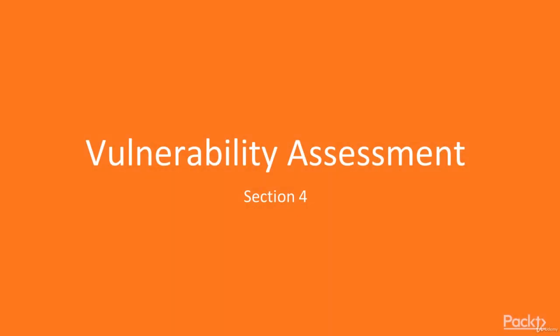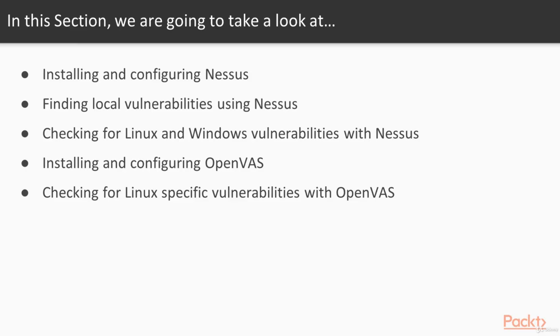Alright, in this section we're going to be looking at vulnerability assessment. So let's look at what we'll be learning in this section. The first thing we'll be looking at is how to install and configure Nessus. Nessus is going to be our first vulnerability scanner that we're going to be using, and in this case I'll be showing you how to get it installed and configured, and then we'll go over the interface. Secondly, we'll be finding local vulnerabilities with Nessus.